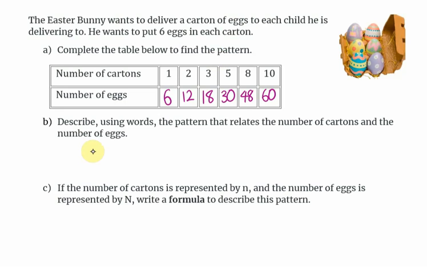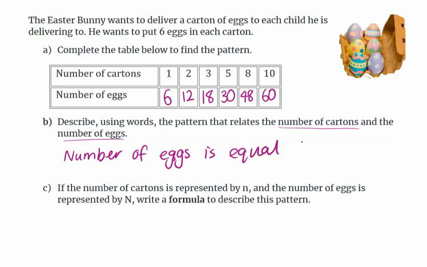So describing the pattern that relates the number of cartons and the number of eggs can be done by saying the number of eggs is equal to 6 times the number of cartons, because there's 6 eggs in each carton.